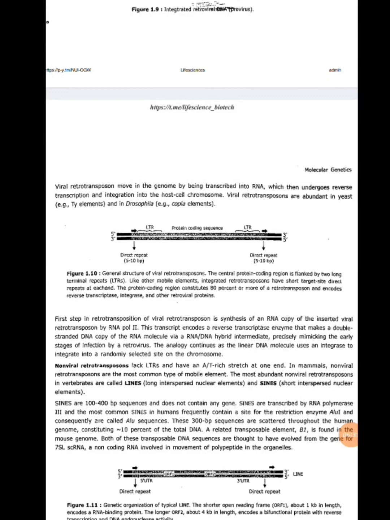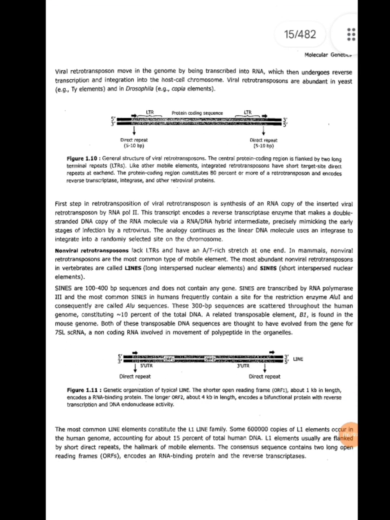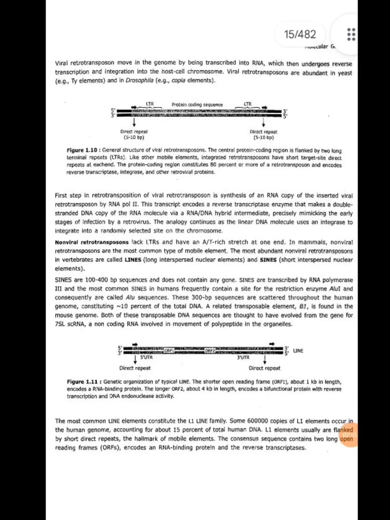Okay, so like other mobile elements, there are short target site repeats at each end, and the protein coding region constitutes 80% or more of a retrotransposon. This protein coding region encodes reverse transcriptase, integrase, and some virus-specific proteins. So what is the first step in retrotransposition? The first step is the synthesis of an RNA copy of the inserted viral retrotransposon by RNA pol 2.